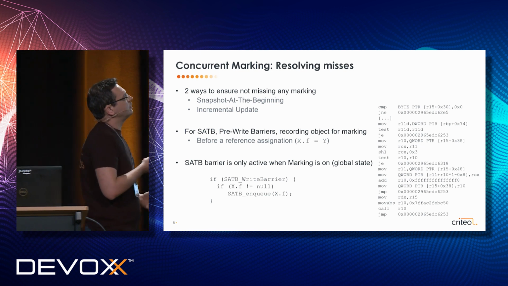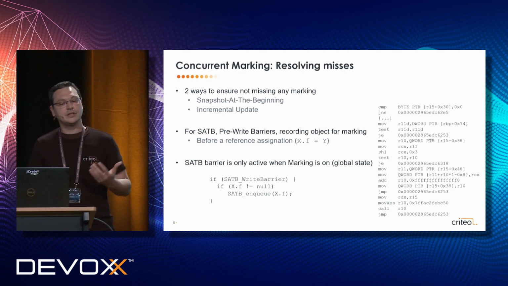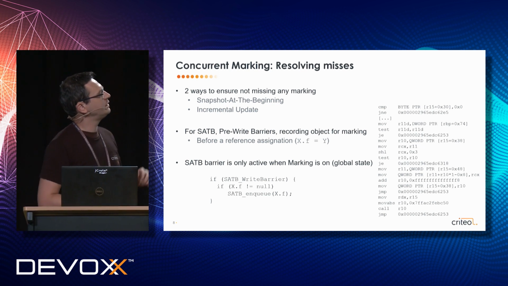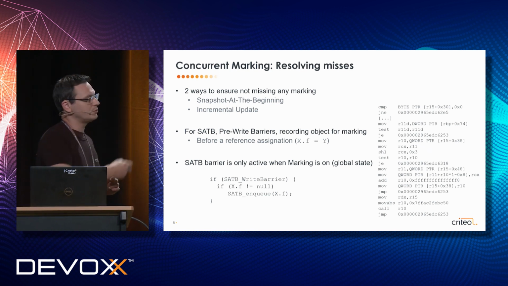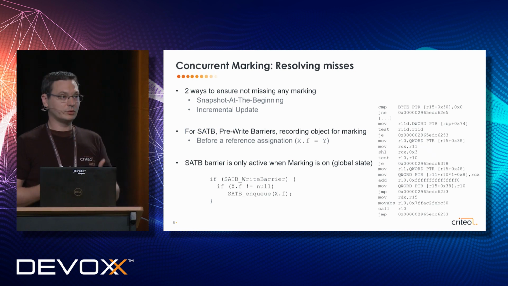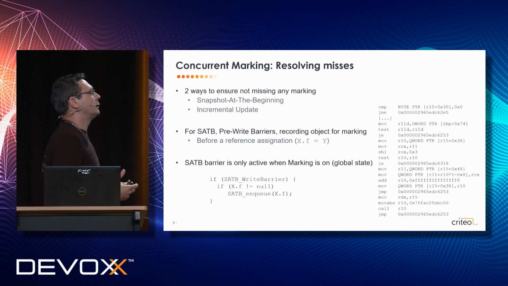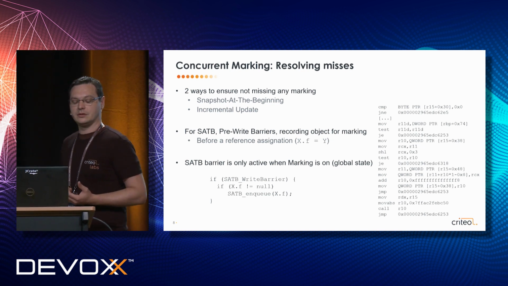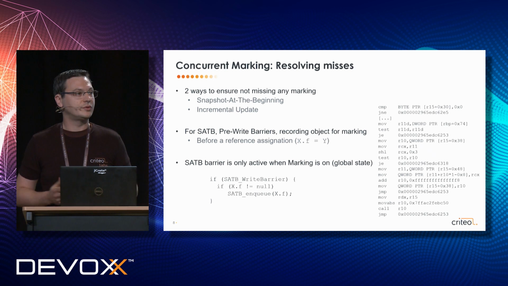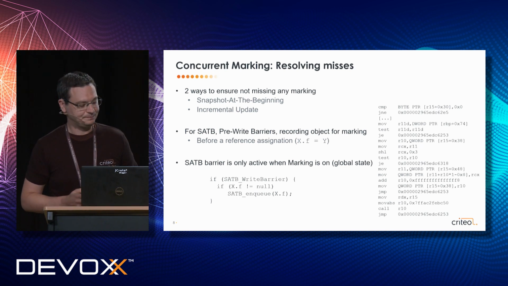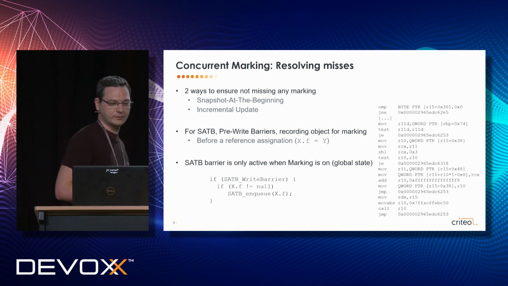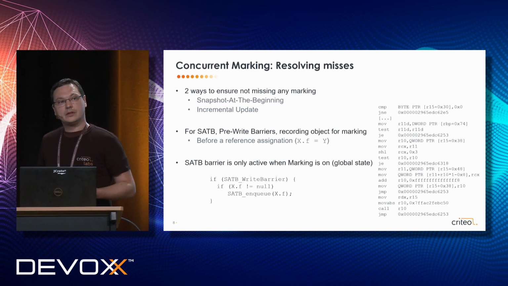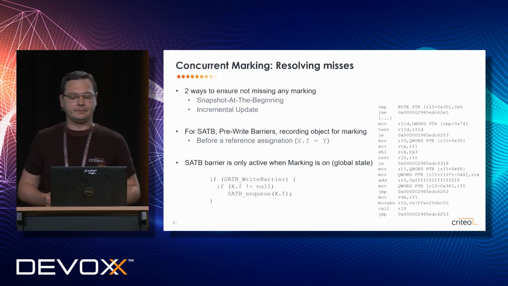At the top you have the condition of whether the SATB is active or not, and then you have all this code plus a call to a subroutine. This code is not your code; it's the JIT and the GC that need this code for bookkeeping and to make sure that we don't lose any reference during the concurrent marking. So this is a kind of barrier. That's the way we handle this with the snapshot at the beginning.